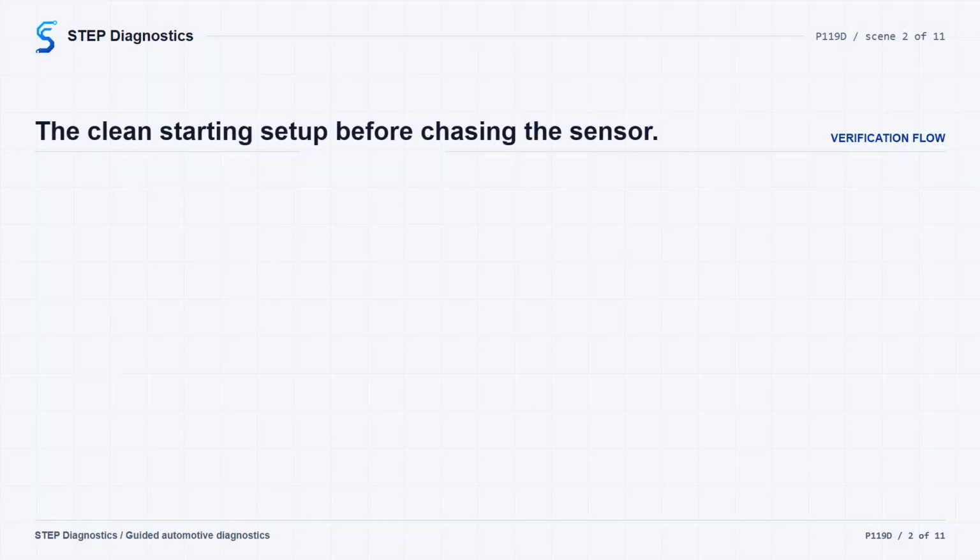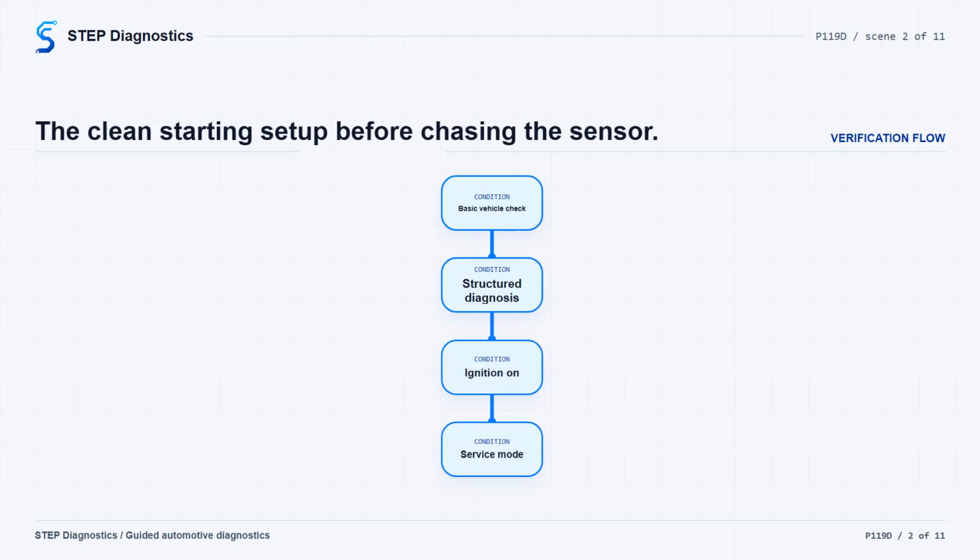Before chasing P119D, start with the basic system checks. Make sure the scan tool can communicate, the vehicle is in a condition where testing makes sense, and there are no obvious power, ground, or communication problems sending you down the wrong path. Then follow a structured diagnostic approach instead of jumping straight to a sensor. The first working setup for this path is ignition on, vehicle in service mode.